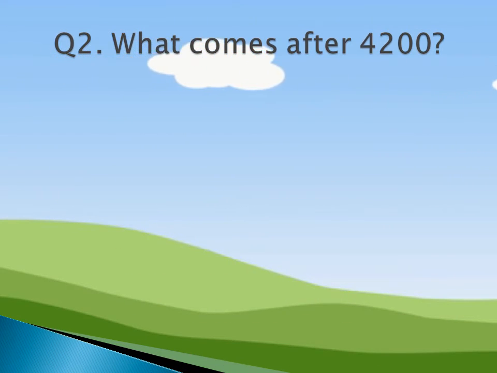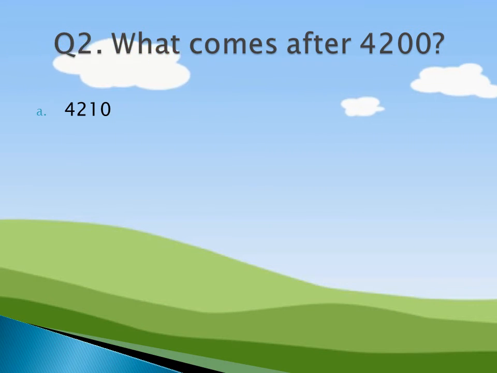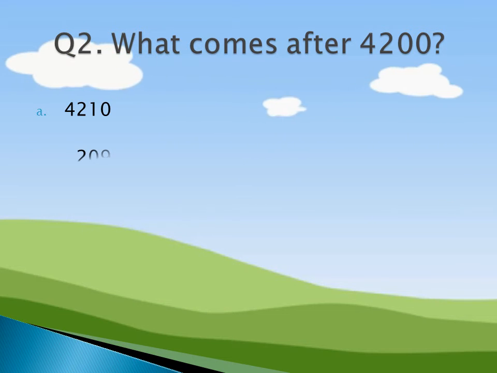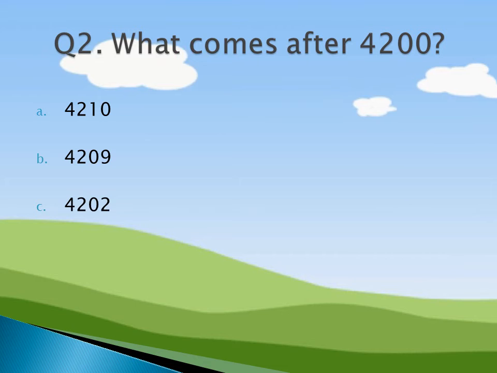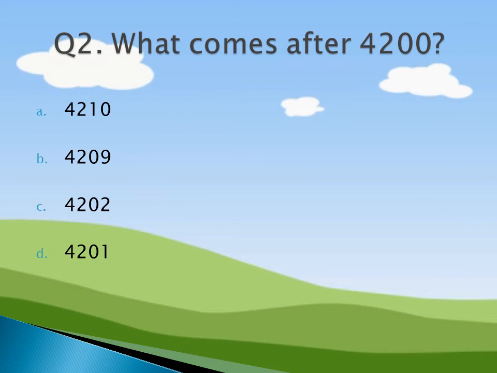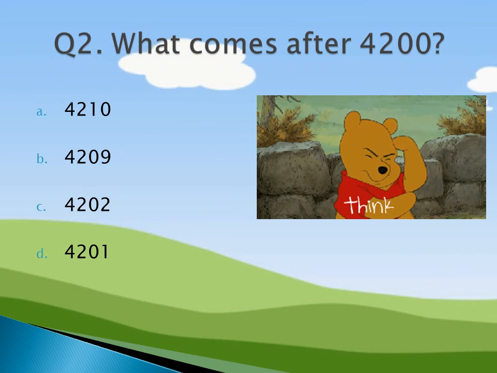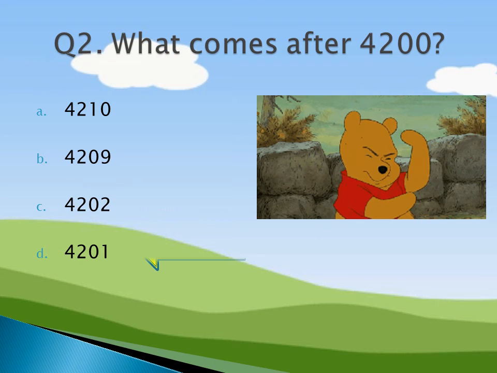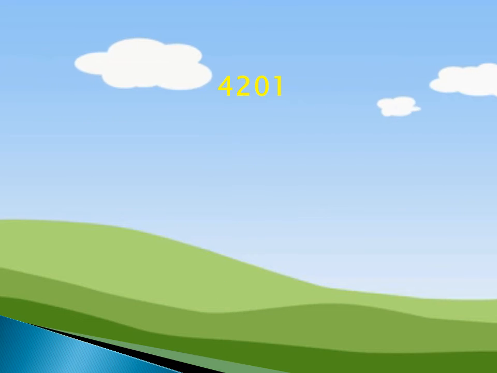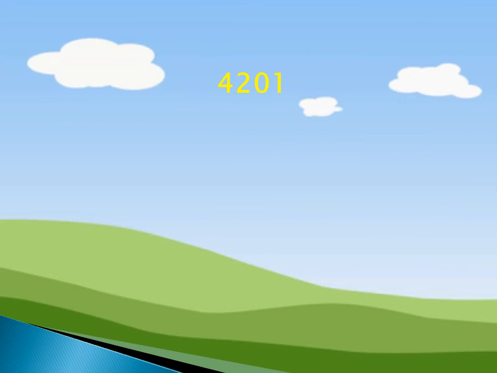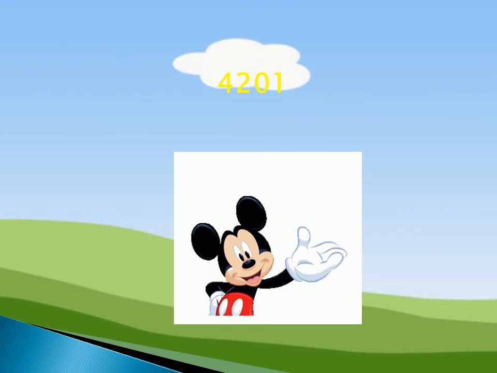What comes after 4,200? 4,210, 4,209, 4,202, 4,201. Yes. Very good. The correct answer is 4,201. Well done.